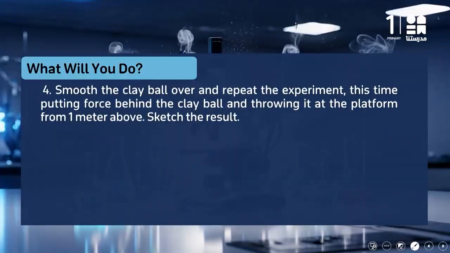Then smooth the clay ball again and repeat the experiment, this time putting force behind the clay ball and throwing it at the platform from 1 meter above. Then sketch the result. Now you made an effort, there is force, so the clay ball will become more irregular.